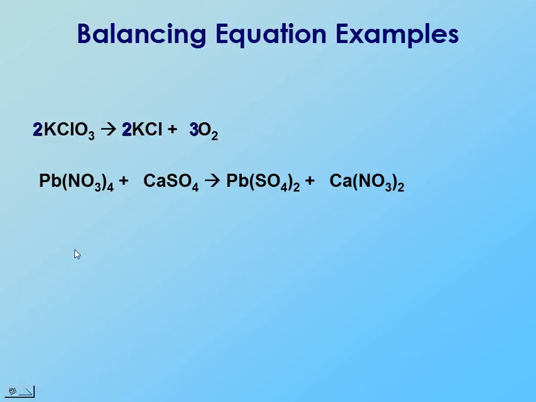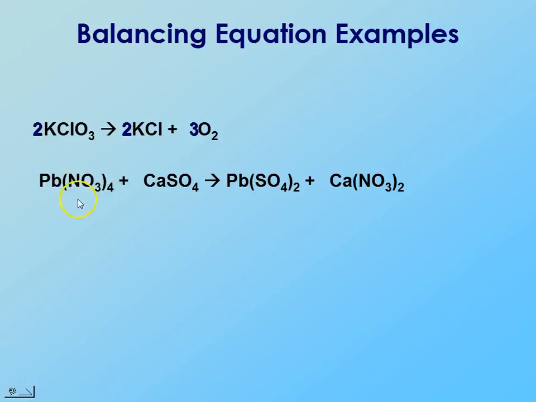In the second example here, we have lead 4 nitrate and calcium sulfate making lead 4 sulfate and calcium nitrate. There's a lot of polyatomics, a lot of parentheses, a lot of little numbers. Don't let those stress you out. Again, I usually start from left to right, looking for unique elements. Pb is pretty unique. There's only 1 on both sides of the equation, so that's balanced.